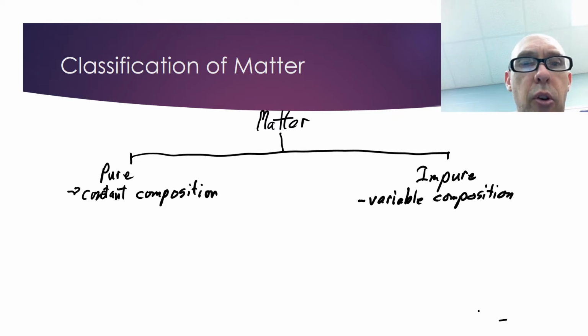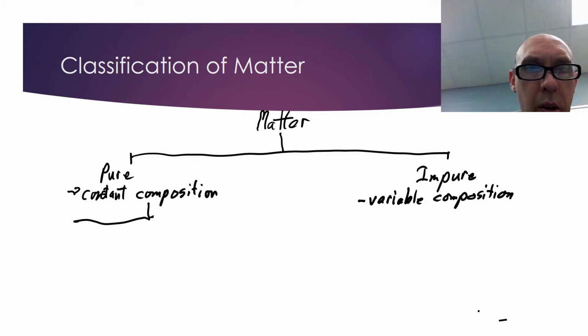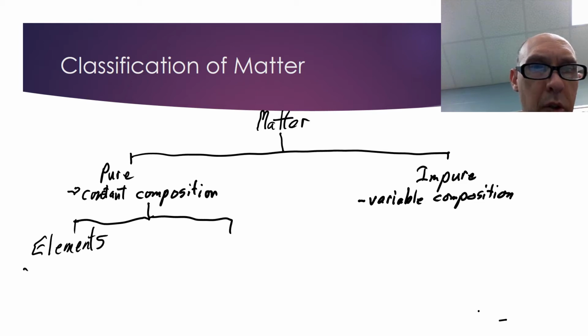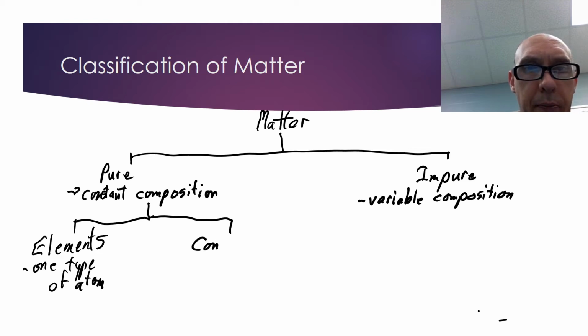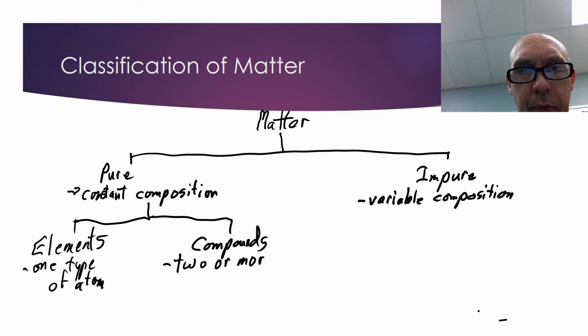So on the left-hand side, pure can be again broken down into two different groups. On the left, we have elements. Elements is one type of atom, and compounds, which is two or more types of atoms.